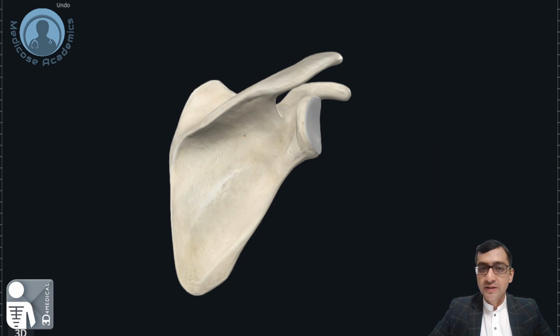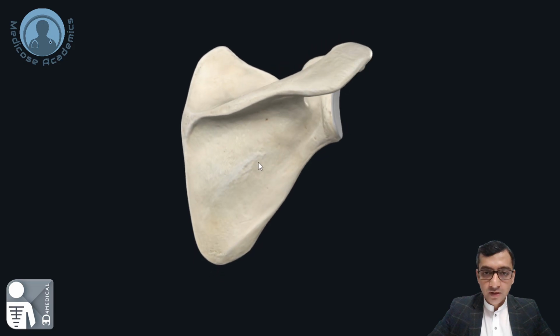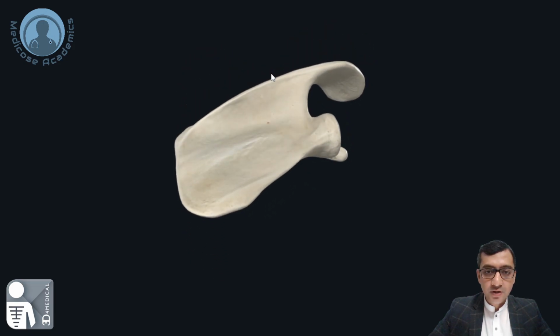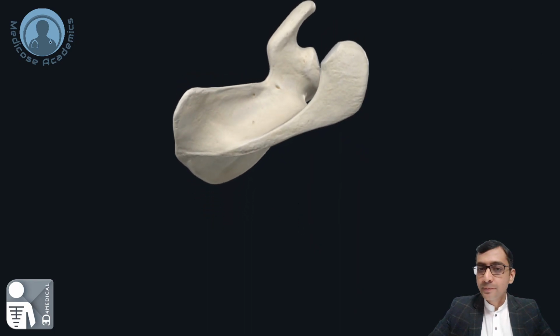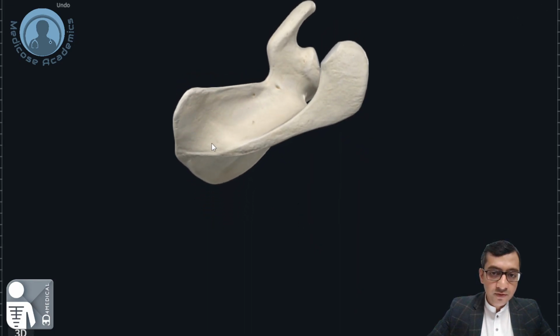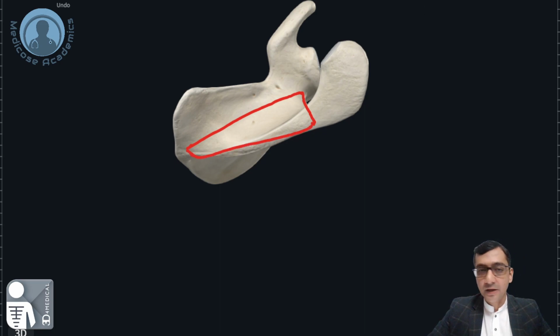Now we come to the processes. This is the one that is in front of you, this triangular one, this is the spine. The spine is triangular in nature. It has three borders and two surfaces. The three borders are one attached border, one free border that is making the spinoglenoid margin, and one is this one. This is the free margin.